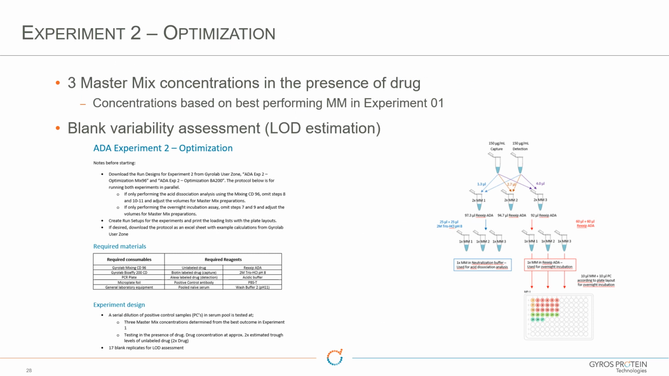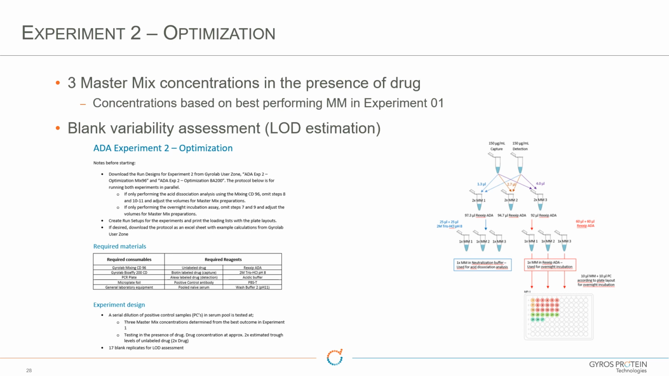Based on the data of experiment 1, we then move on to experiment 2, which is a master mix further optimization. We select the best master mix concentration from the first experiment, and then we expand on that and look at low, medium, and high.